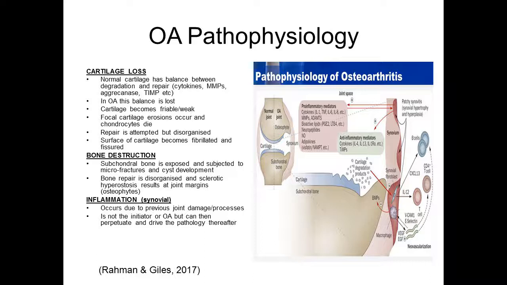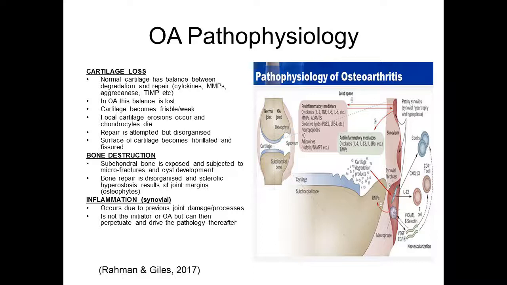So if we look at some of the different aspects, and we've already said things like cartilage loss, bone destruction, deformity, we know that's part of this disease process, but how does that actually happen? So normal cartilage, we looked at earlier in the first slide, is a balance between degradation and repair, and that depends on cytokines, MMPs, agglutinins, and various other factors within the joint. In osteoarthritis, this balance is lost. Cartilage becomes edematous and weak because of increased proteoglycan within the area. Focal cartilage erosions occur and chondrocytes die. So the cartilage becomes friable and starts to break down.